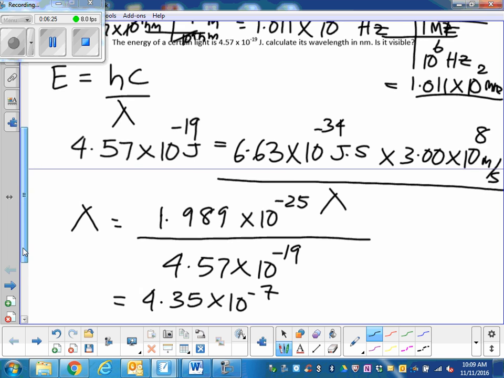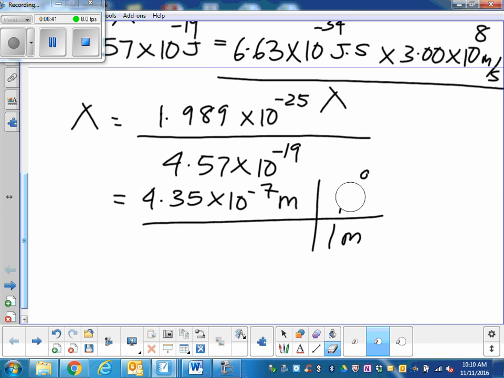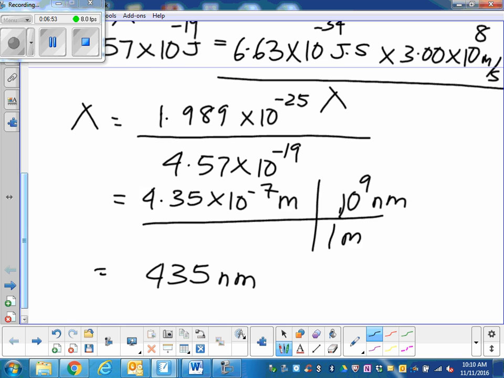It will be in what units? It will be in meters. Right now everything is in meters. You have to convert it to nanometers. So 1 meter is 10 to the 9 nanometers. This is nothing but times 100. So this will be 435 nanometers.